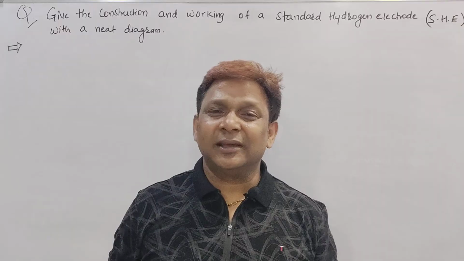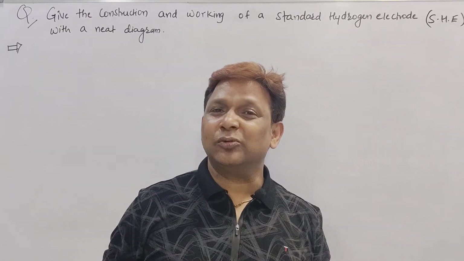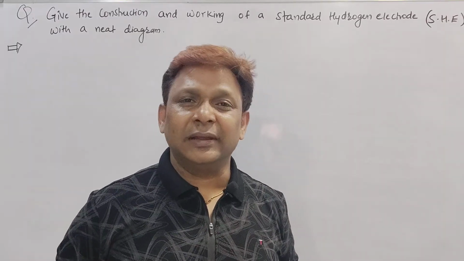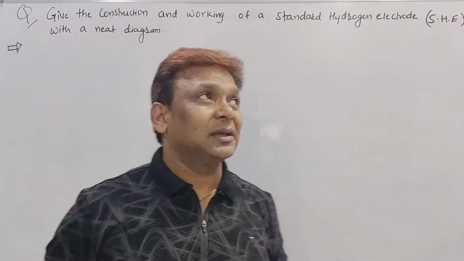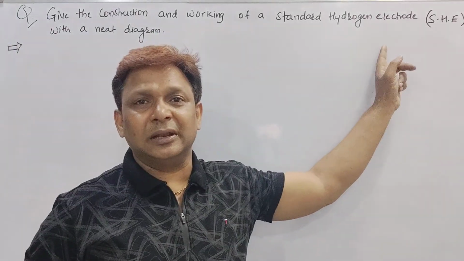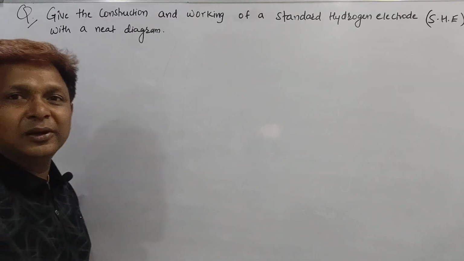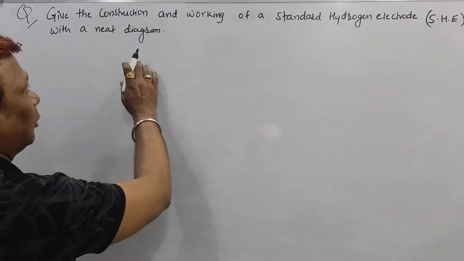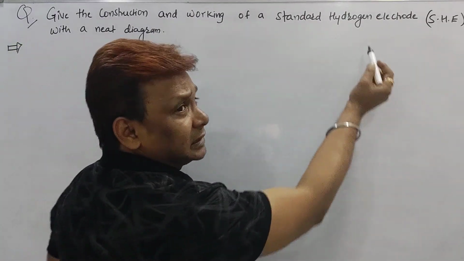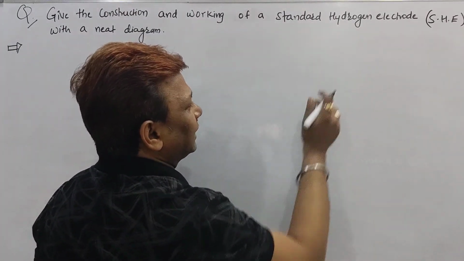But as we are discussing the SAQ, that is the 4 marks. Now this is another SAQ question and it is from the same electrochemistry part. They are asking here, give the construction and working of a standard hydrogen electrode, that is a SHE, with a neat labeled diagram. So first of all, I will tell you how to draw the diagram of SHE. Do you know what is a SHE? SHE is called the standard hydrogen electrode. We will draw the diagram of it.